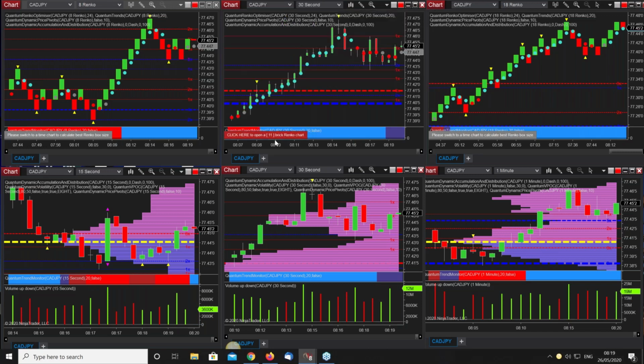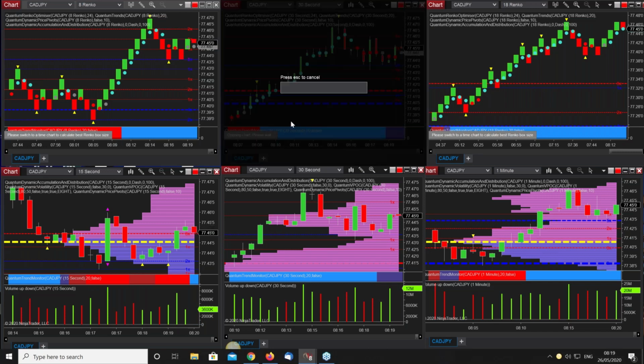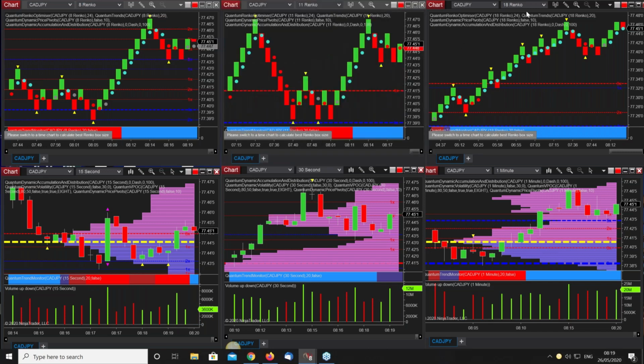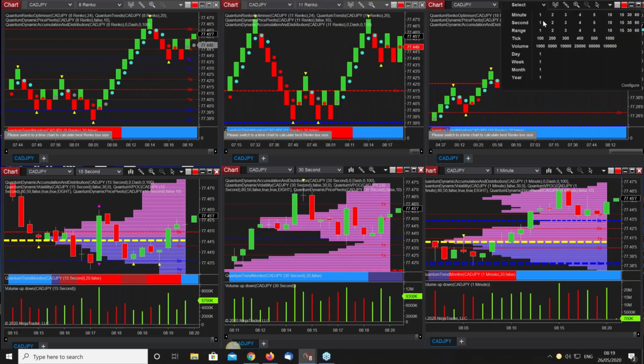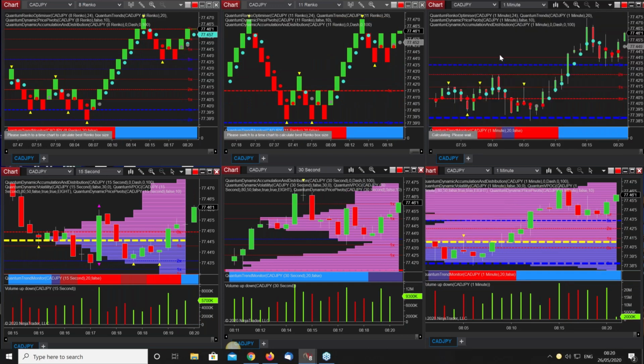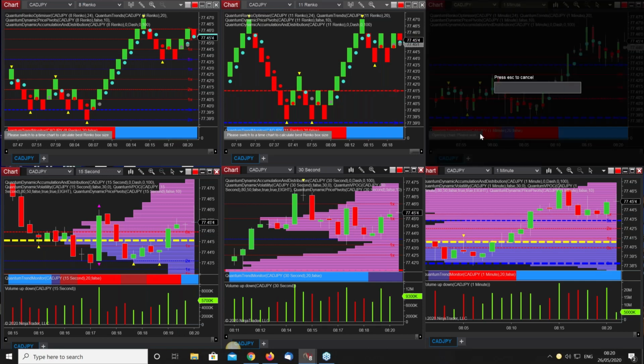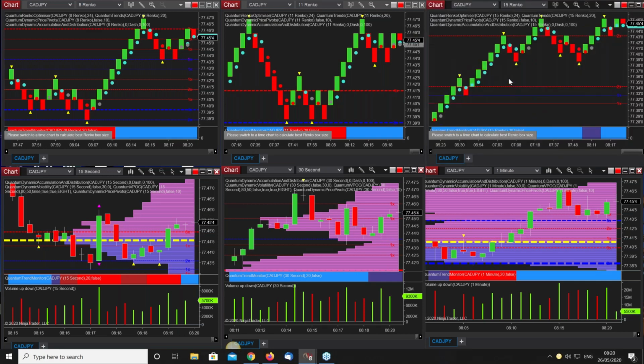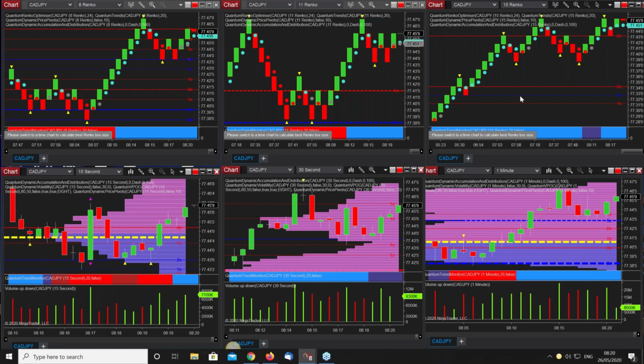Just update that one. That's on 11. And over onto the last one, which is running at a minute. We'll just click on that, and that delivers our optimal brick size for the CAD yen at the moment in this session. And this is constantly changing, but it's delivering the optimal setting, the optimal brick size.